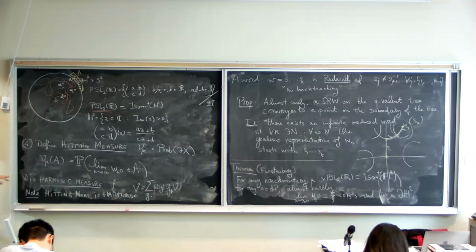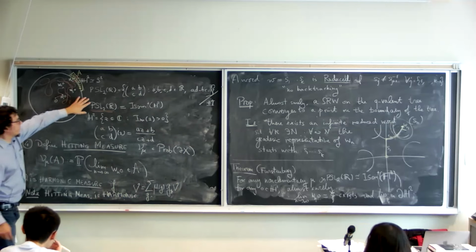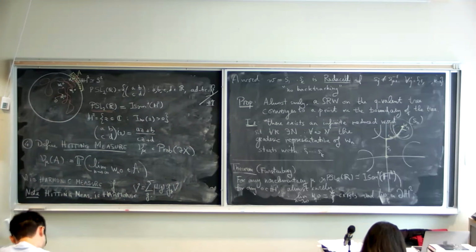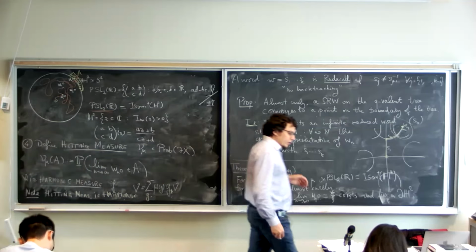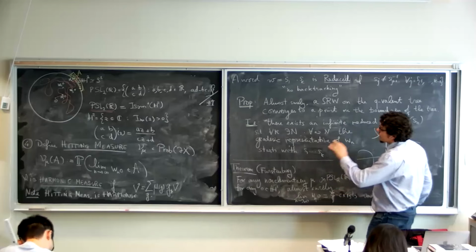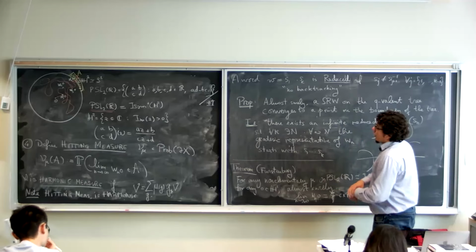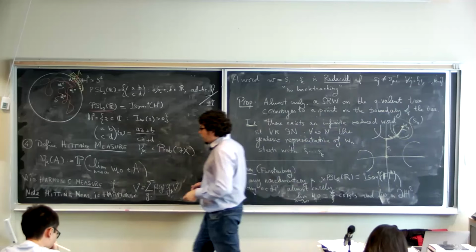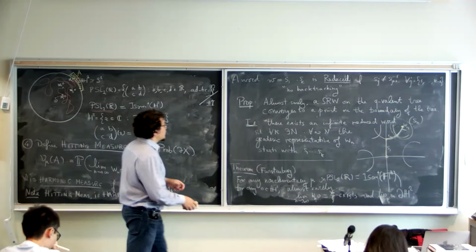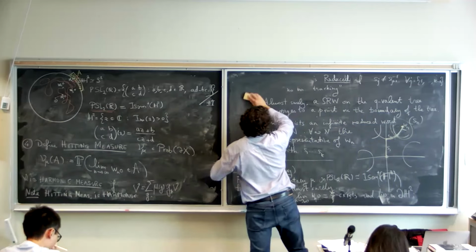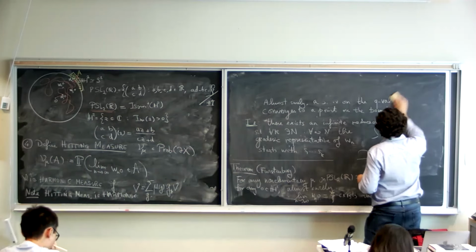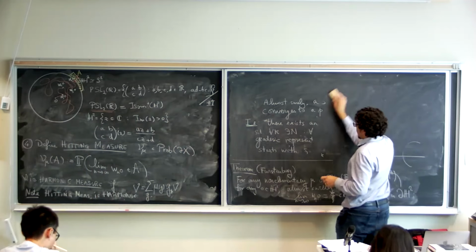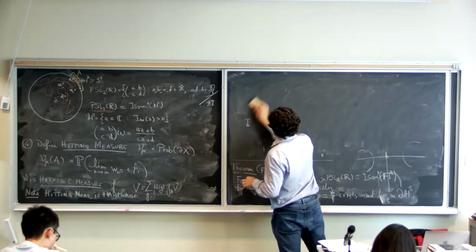Sometimes there might be more than one harmonic measure depending on the group action. In the case of SL2R, for instance, there's only one harmonic measure, so it's not problematic. But for other groups, there could be more than one. And so what are the questions that we could ask? Well, we could ask many questions. For instance, you can ask whether this measure is a nice measure, a geometric measure. Is it a measure that comes from some geometric structure?